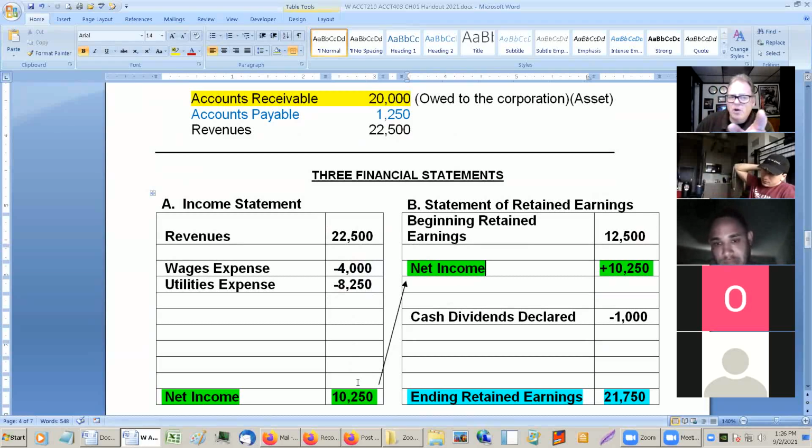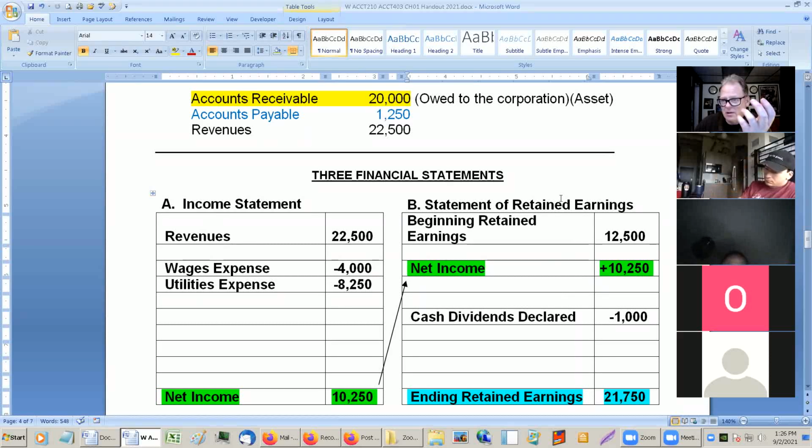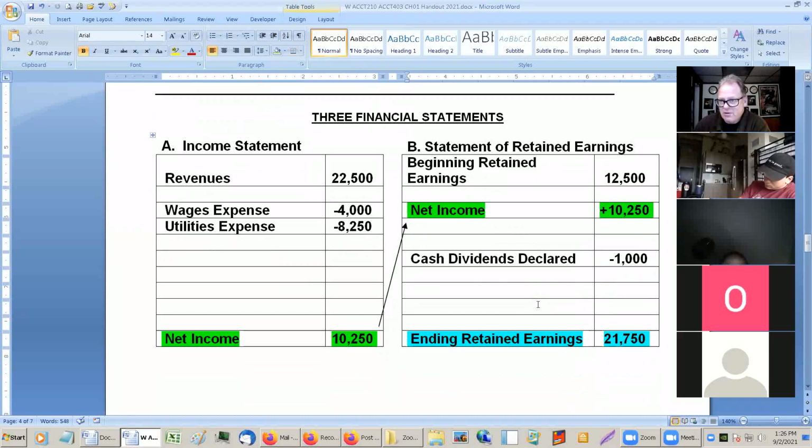But by the way, you bring up a good point though. You'll notice that these have to be done in order. The income statement has to come first. Why? You need net income to do the statement of retained earnings. So you have to do the income statement first, statement of retained earnings second. And you'll also notice you can't do the balance sheet until you have the ending retained earnings.